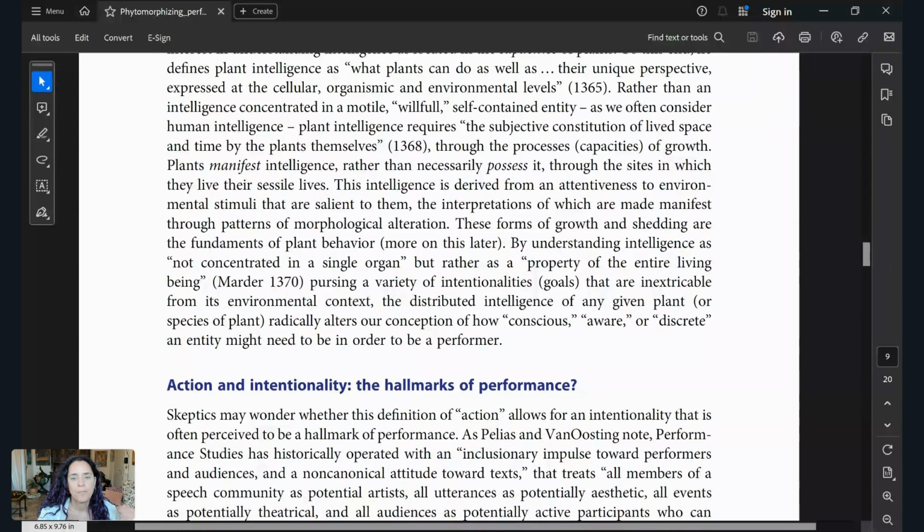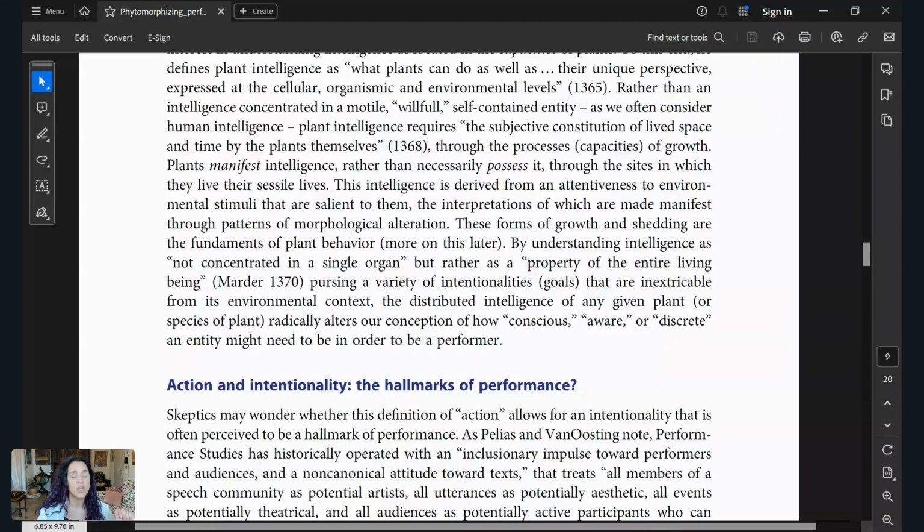So these are all, rather than an intelligence concentrated in a motile, willful, self-contained entity, as we often consider human intelligence, plant intelligence requires the subjective constitution of living space and time by the plants themselves, through the processes and capacities of growth. Plants manifest intelligence rather than necessarily possess it, though it's the sites in which they live their sessile lives. The intelligence is derived from an attentiveness to environmental stimuli that are salient to them, the interpretations of which are manifest through patterns of morphological alteration.